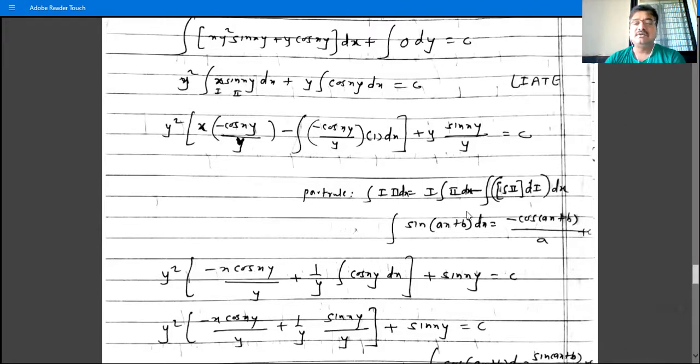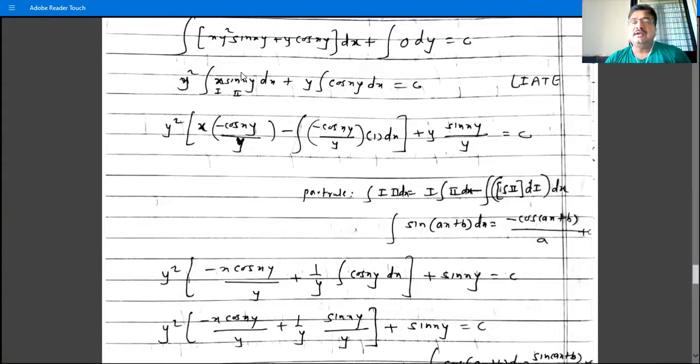And so the by-parts rule is this: integration of first into second dx is what? First times integration of second, minus integration of second into derivative of first dx, plus the constant of integration. Okay, so use this rule. First, integration of second, sin(xy).